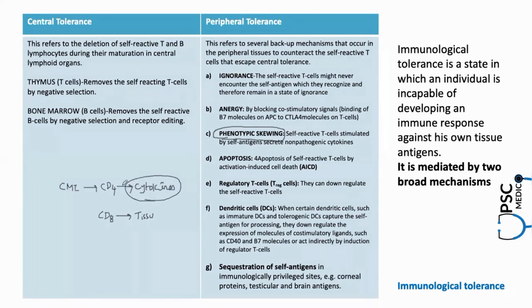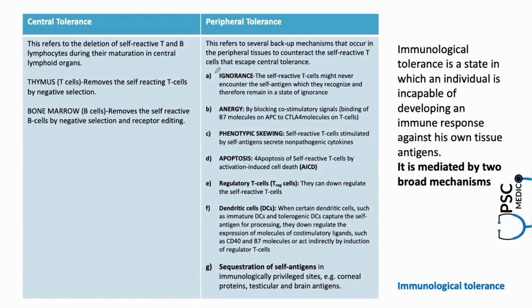There is a self-reactive T cell, which is a CD4, and there is an APC, and when they bind together, there should be release of cytokines which can damage. But here, the self-reactive T cells are secreting non-pathogenic cytokines. So whatever cytokines are released, they are not vasodilatory or vasoconstrictory, and they are not eliciting any dangerous inflammation. So this is phenotypic skewing. There is a switch in the phenotype of the cytokines which are produced.